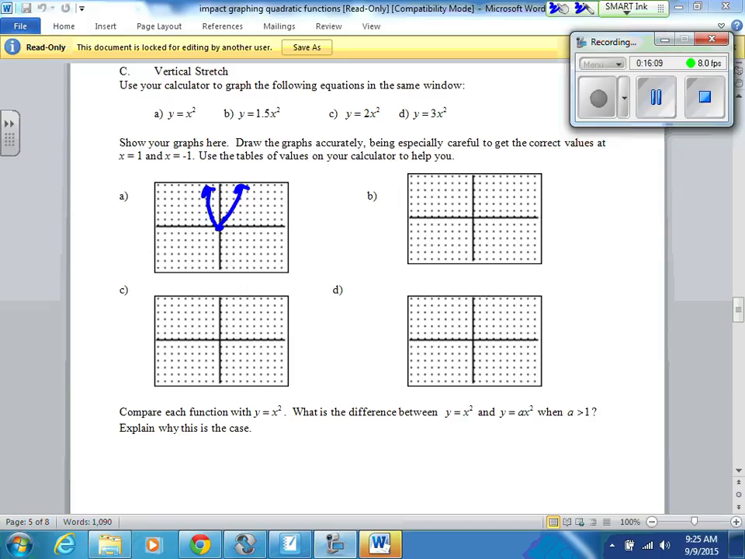So what's the difference between y equals x squared and y equals ax squared if a is greater than 1? What's happening? What's the difference between those two graphs? Okay, that's the y. What's actually happening to the graph? It's getting more narrow, okay?